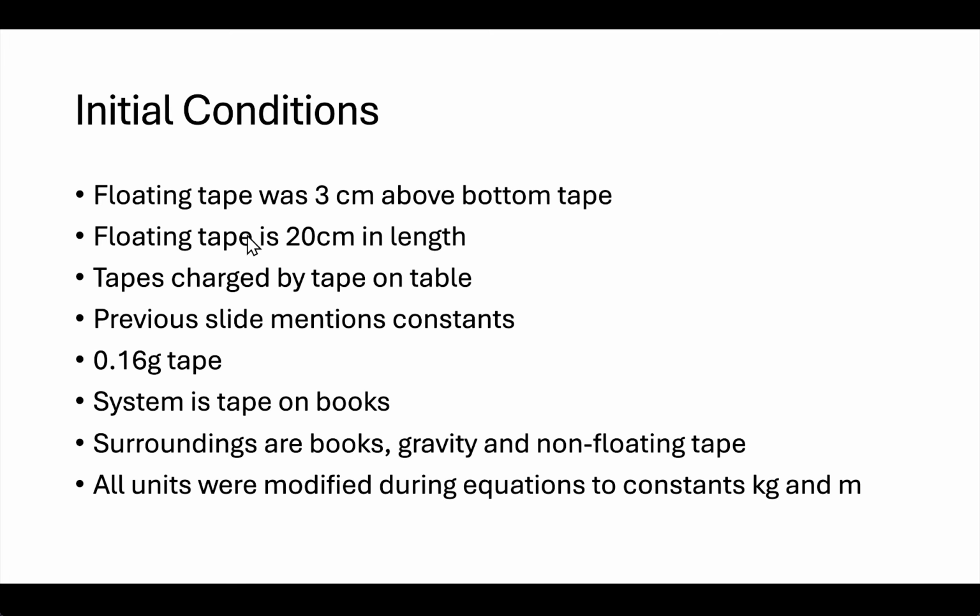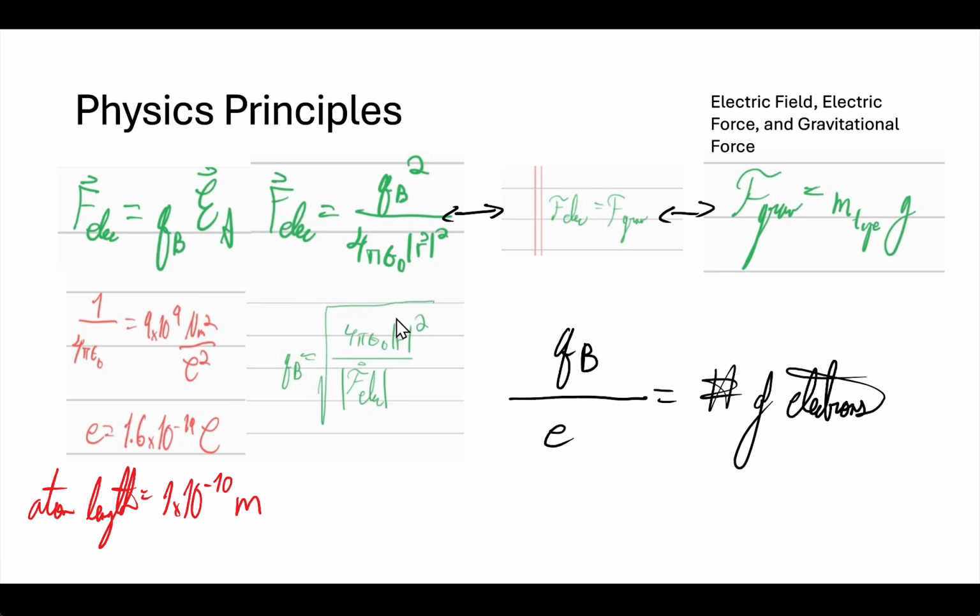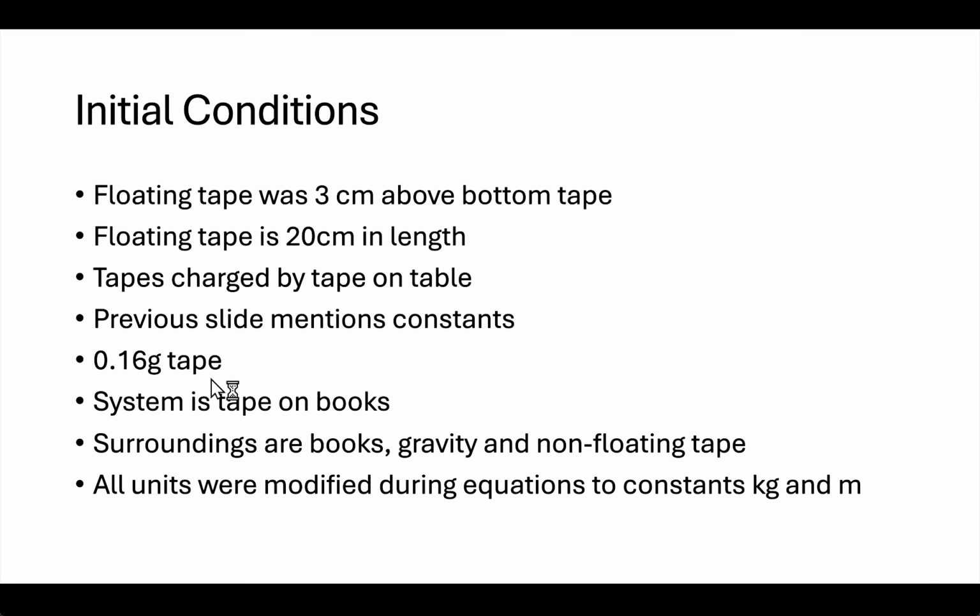The initial conditions are that the tape was floating 3 centimeters above the bottom tape. The floating tape is 20 centimeters in length. The tapes were charged by another tape on the table. The previous slide mentions some of our constants. The tape was 0.16 grams. The system is the tape on the books, and the surroundings are the other tape and everything else.